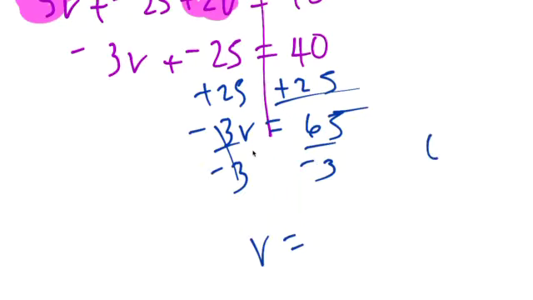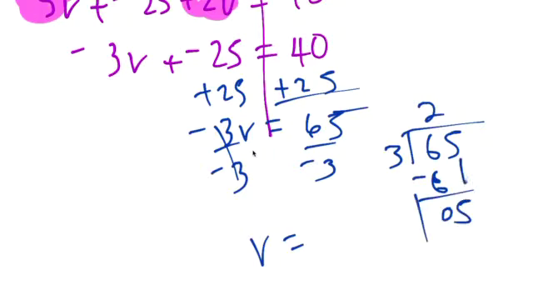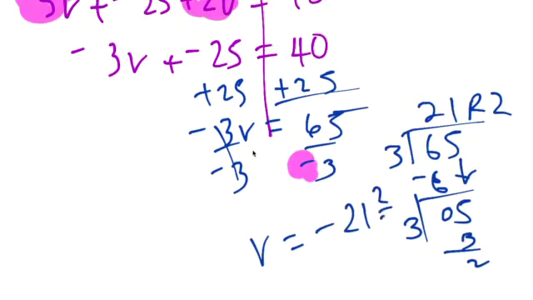v equals, 3 into 6 is 2, remainder of 0. Oh, bring down the 5, so you have to divide by 3. You get 1, 3, remainder of 2. So your answer, because there's one negative, is negative 21 and 2/3.